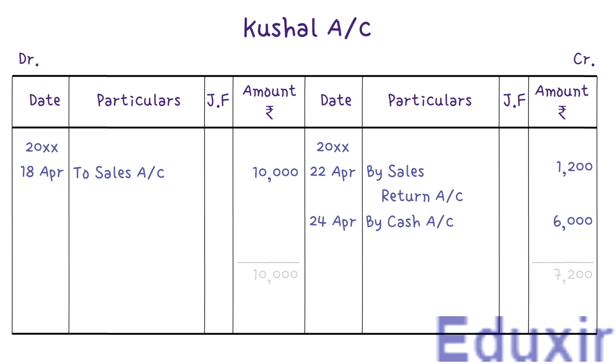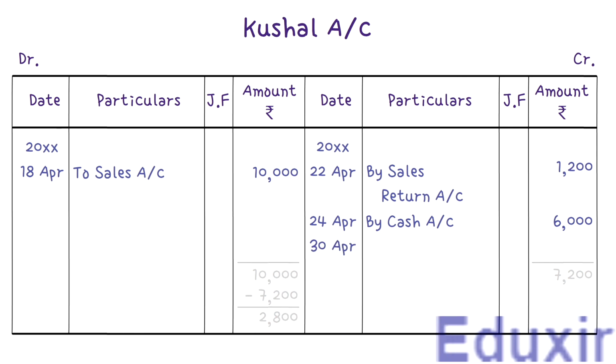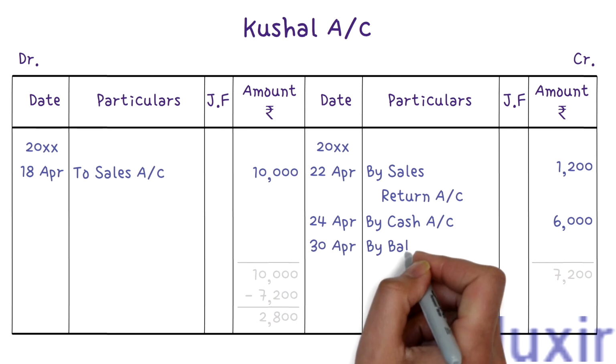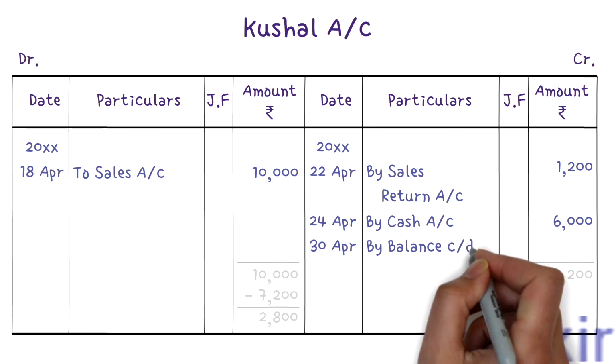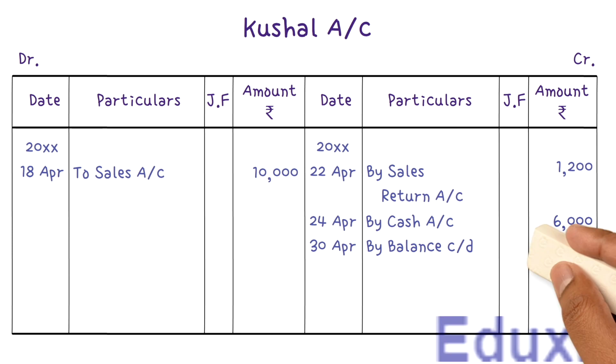From 10,000 rupees, if you subtract 7,200 rupees, we get 2,800 rupees. This is the debit balance and should be written on the credit side. Let us first write the date as the last day of the month. Let us then write by balance carried down in the particulars column. Let us then write 2,800 rupees in the credit amount column.